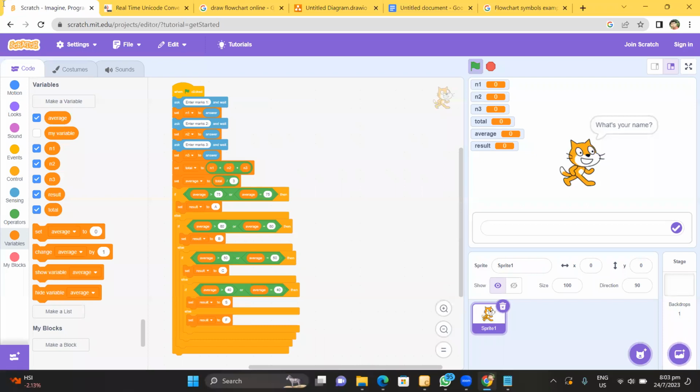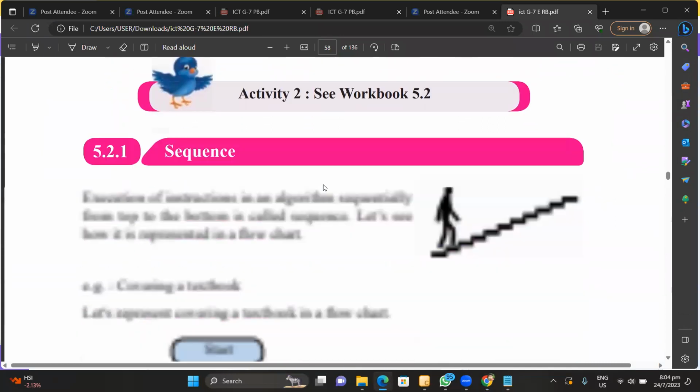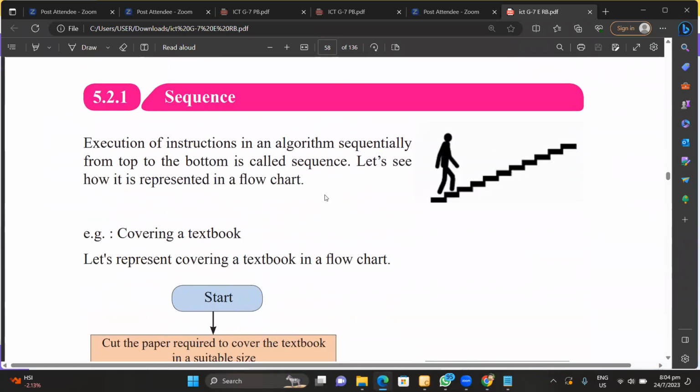I hope that you have already done that. Let's move to the book and see what's there. This is what we are going to learn: Scratch under the programming. Let's try to understand these flowcharts and also the data flows.